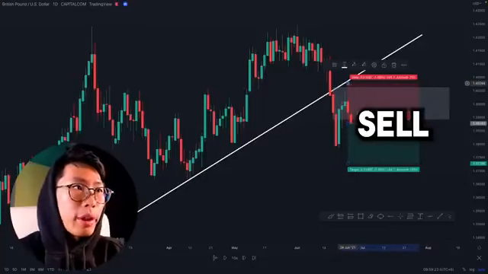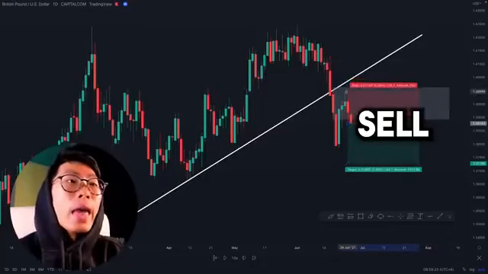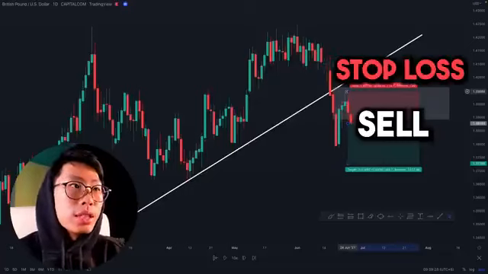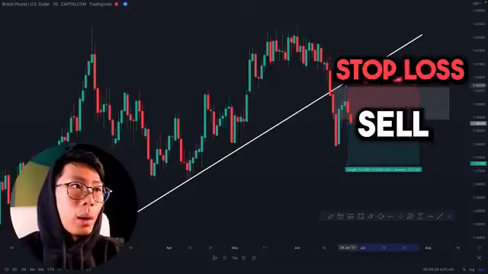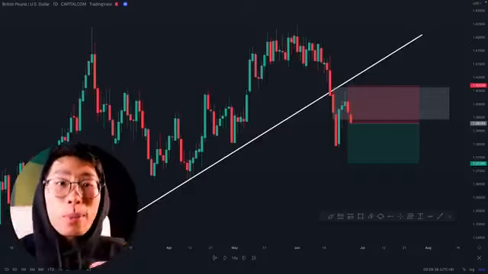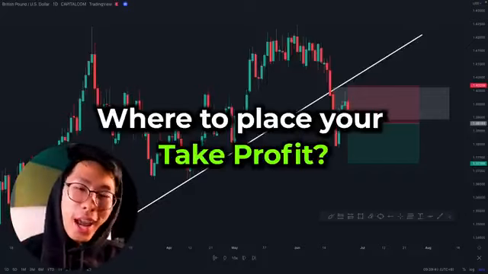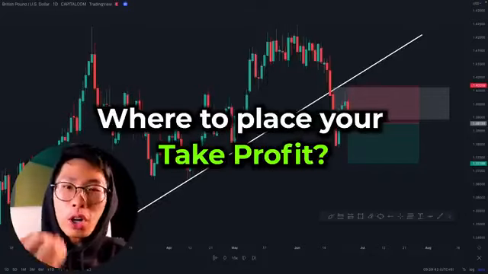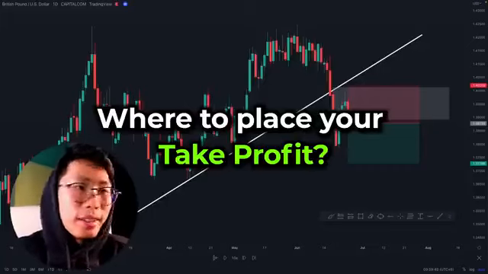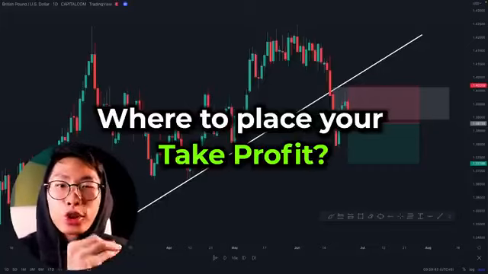So I will place my stop loss above the candle that broke out of the trend line, which is this candle right here, and I'll just place it above this box like this. For your take profit, this is where the magic happens. This is a very important concept that you must understand, because this is the secret to my entire trend line strategy.